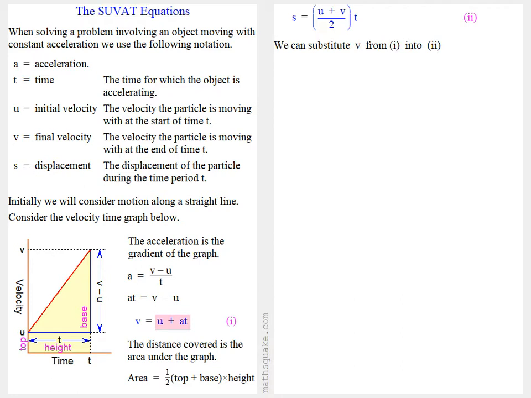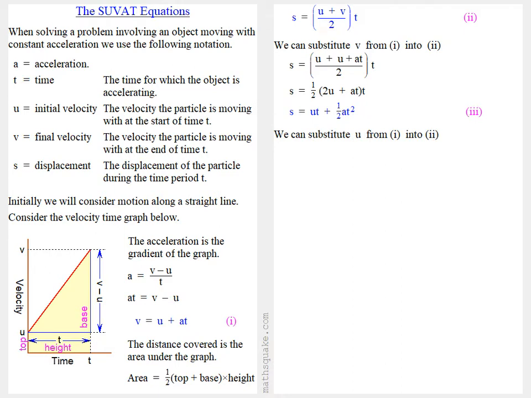Now we can substitute v from 1 into 2, and that gives us s equals (u plus at) all over 2 times t. And so s is a half of (2u plus at) all times t, which gives s equals ut plus a half at squared. And that's our third SUVAT equation.